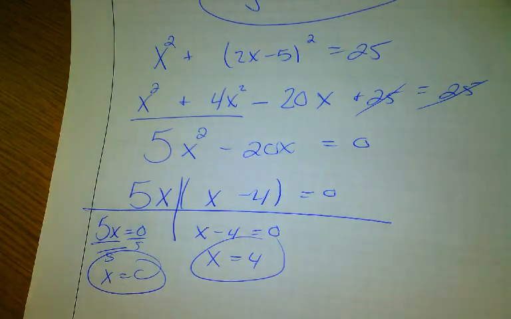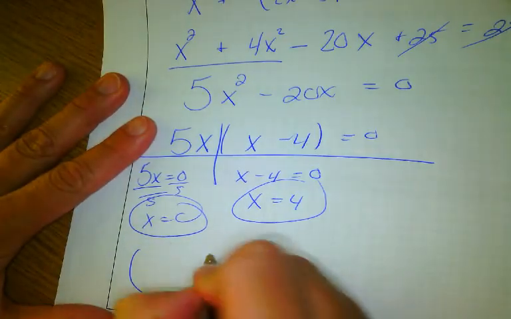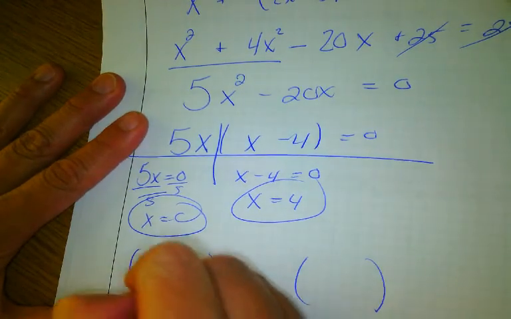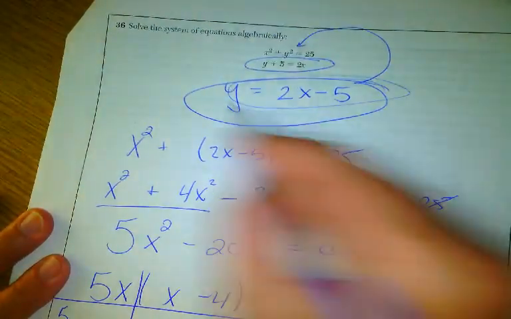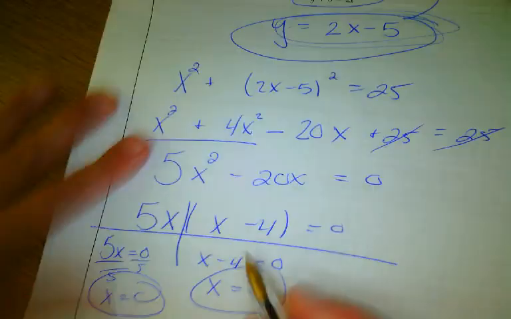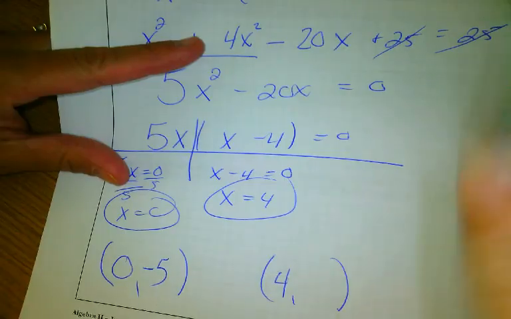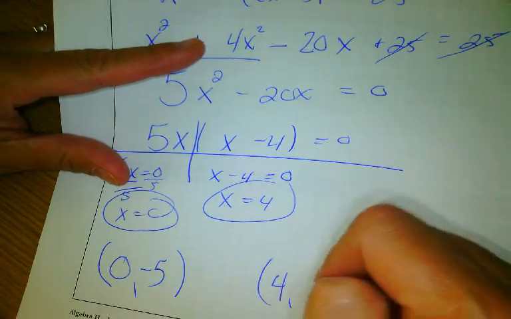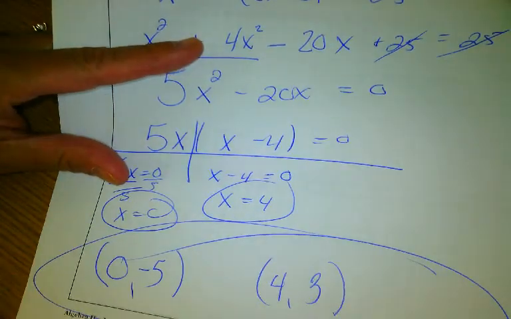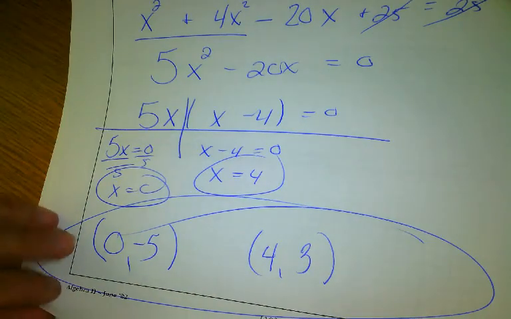Now I'm not done there because it's a system. A system is a point for an answer. So I need to plug 0 back in, and I'm just going to use this equation. If I plug 0 in, 2 times 0 is 0, minus 5, I get 0, negative 5. And I'm going to plug 4 in. 4 times 2 is 8, minus 5 should get me a 3. So I have two answers to a system, and again, a system is always points.